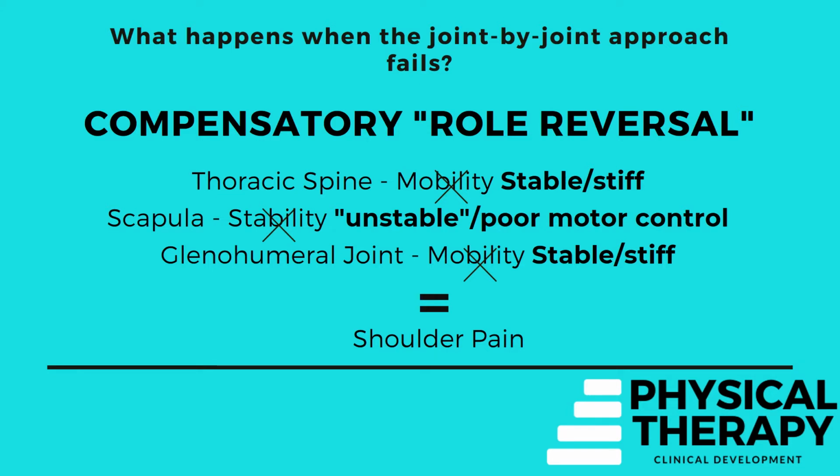So what I call a compensatory role reversal is this idea that a joint has given up its primary functional need or primary functional role. In the case of the thoracic spine, when pain or dysfunction causes it to give up its primary need of mobility, it becomes stable and stiff. The scapula, which should be stable and have good motor control, becomes unstable and has poor motor control. The glenohumeral joint, which should be mobile, oftentimes becomes stable and stiff. Okay? And when all these things happen, we have shoulder pain. Or when we have shoulder pain, these things happen.